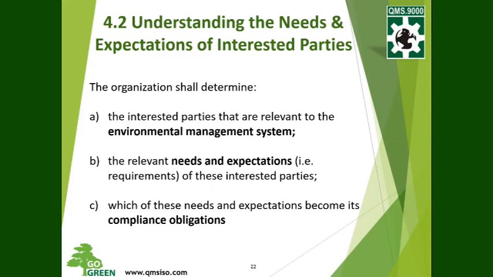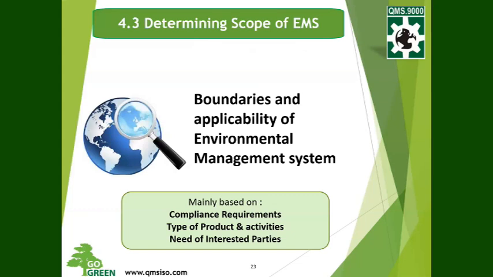The organization shall determine the interested party that are relevant to the environmental management system, whether it is a contractor, your own employee, your vendor. So you need to identify and you need to determine needs and expectations so that it is very clear to them. You need to define the boundaries, scope, where it is applicable, the standard ISO 14000, which areas, which sections. Is it the whole organization or the part of organization? You need to identify it.